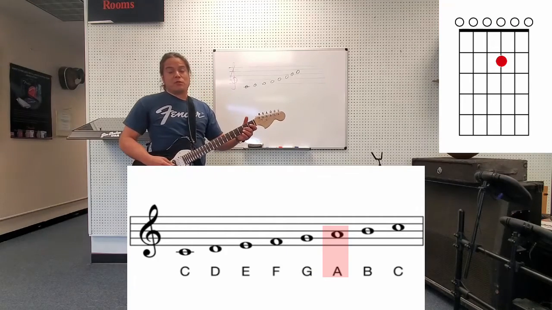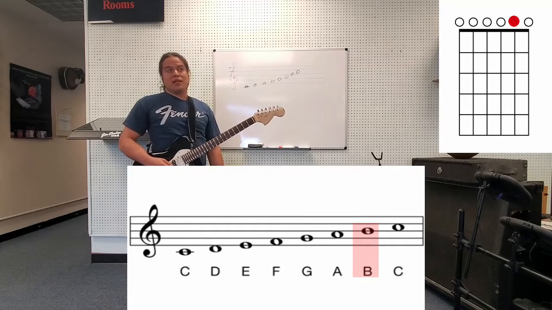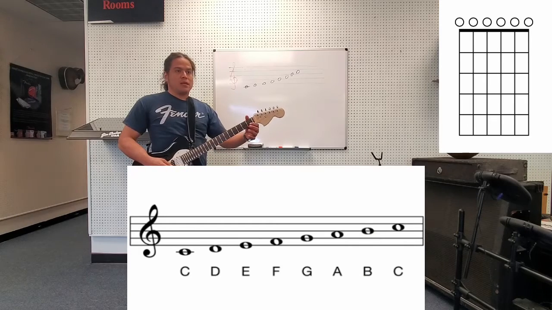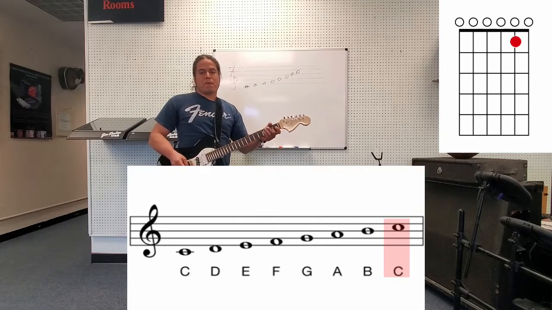The A on the 2nd space on the staff is going to be on the 2nd fret of the 3rd string. B is going to be the open 2nd string. And then C on the 3rd space on the staff is going to be on the 2nd string, 1st fret.